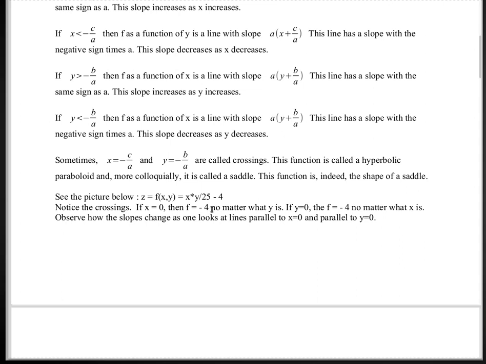And this value of minus 4 is the case whatever y is. Same thing is true. If y is 0, then the function is minus 4 no matter what x is. Okay. So we can see that the slopes change as one looks at lines parallel to x equals 0 or parallel to y equals 0. Oh boy, kind of elaborate. On the other hand, it's almost harder to explain than it is to see.